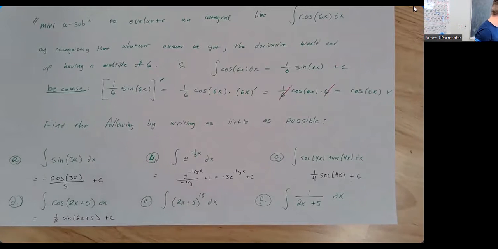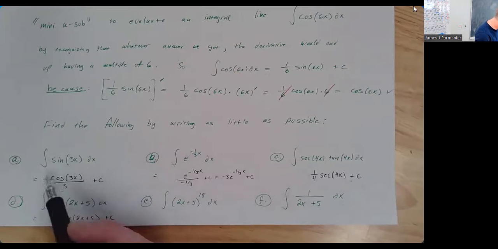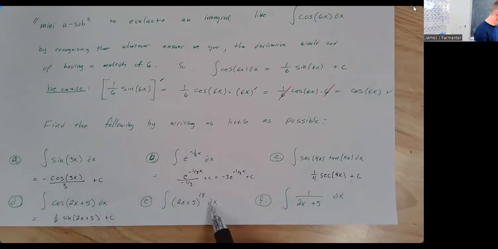Let's see. In each of these instances, if we took the derivative of our result, we'd end up multiplying back by that coefficient. If we take the derivative of this, we'd multiply by 2, which cancels the 1/2. If we took the derivative of this, we'd multiply by 3, which cancels the 1/3. Here also works here, right?